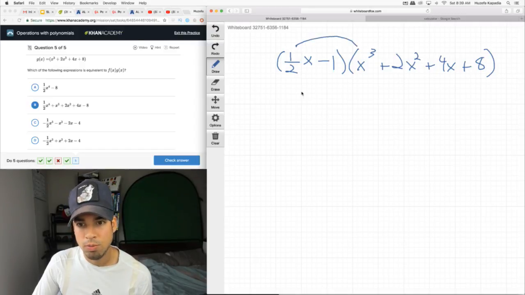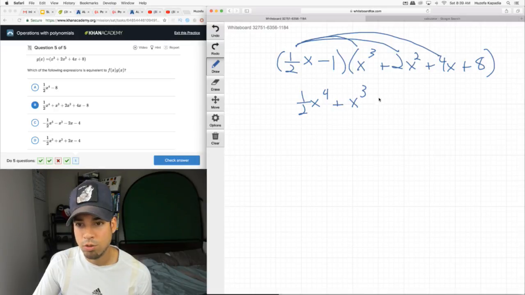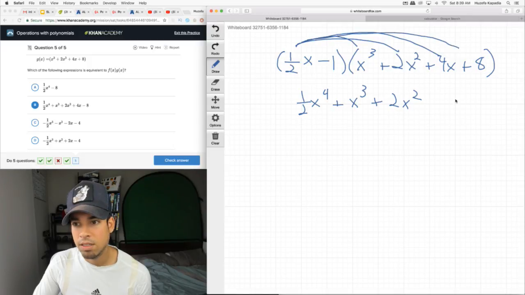So we distribute this and we get 1/2 x to the 4th. 1/2 times 2 is just 1. And then the x's multiplied, we get x cubed. Oh, wait, I may be wrong now that I'm watching this. It actually might be A, so maybe they do cancel out. Let's see what happens. And then this becomes 1/2 x times 4x, which becomes 1/2 of 4 is 2x squared. And then 1/2 of x times 8 is plus 4x.